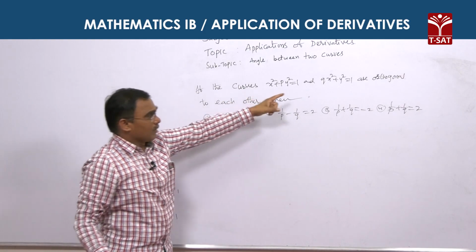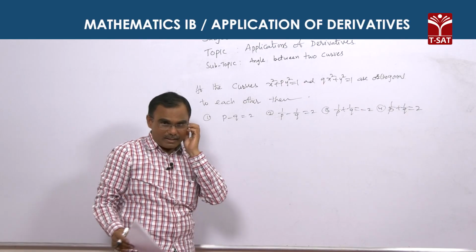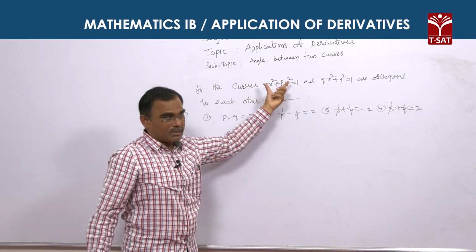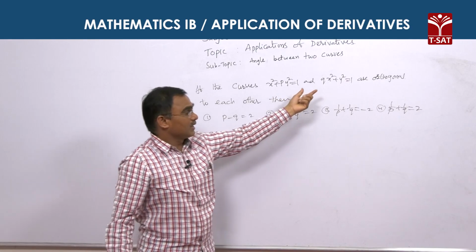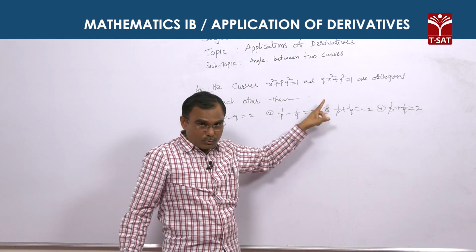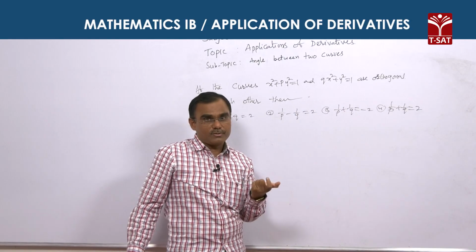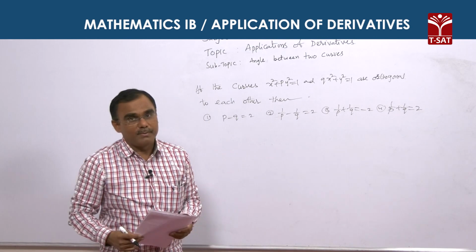Two curves cut orthogonally, then what is the condition? First, this is the one curve. Find the slope of the tangent line at any point. This is the second curve. Find the slope of the tangent at any point. These two curves are perpendicular, so the product of the slopes is equal to minus 1. Simplify, and we get the relation between p and q.